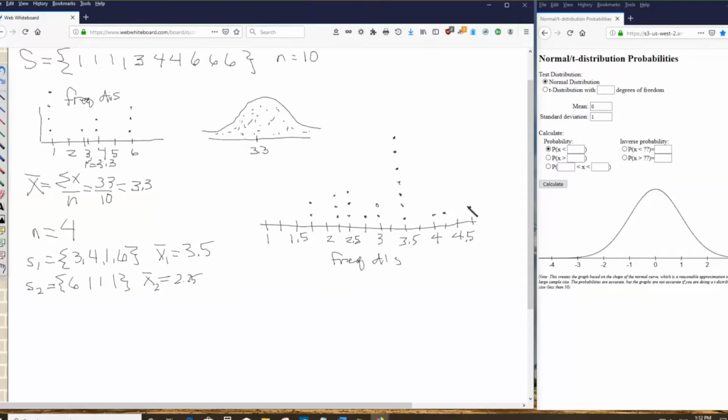Okay? So as you can see, I've done 20 trials, and you're starting to see that this is taking the shape of a bell curve. And so this would be an n equals 4. And this is called a sampling distribution of the sample mean.